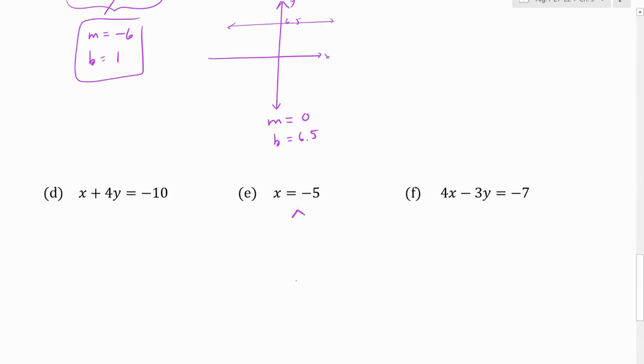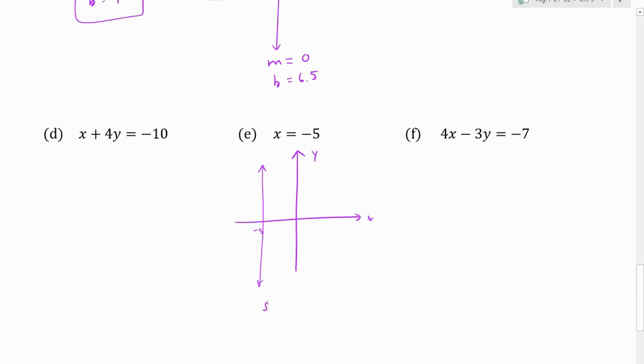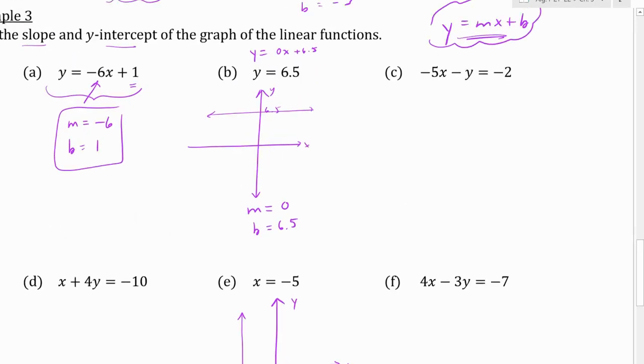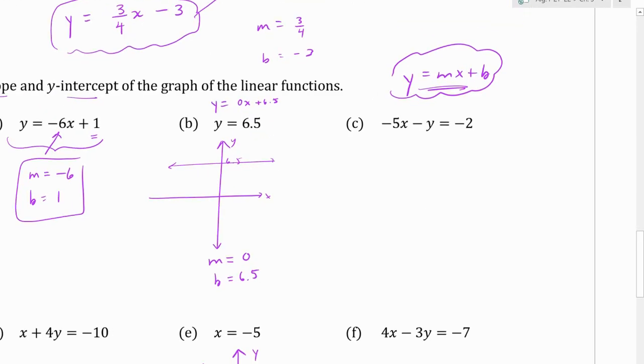Now, this one, though, I look at x and y. X is negative 5. Remember, this is a vertical line running through x is negative 5. The slope is undefined because there's no way you can write this as y equals mx plus b. And the y-intercept, not applicable. There's not one. It's not going to hit the y-axis. Okay? All right. Now, the other three, though, let's practice this up.